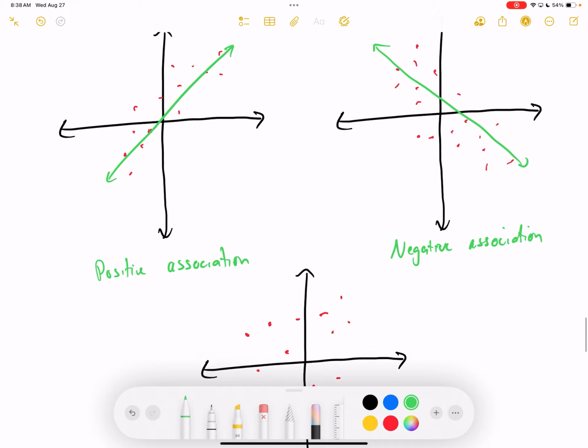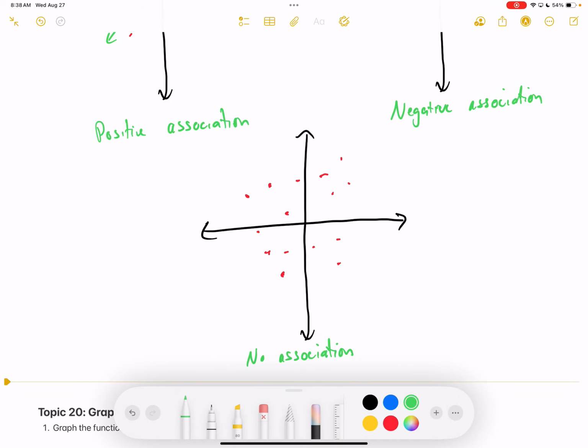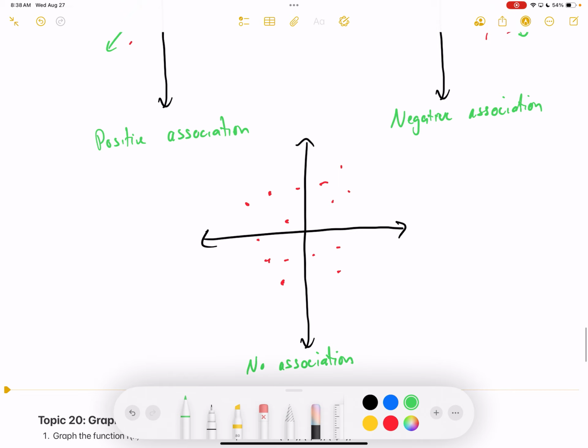Sorry, I teach a bunch of stats too, so I don't want to do the linear correlation coefficient, which is R, because that should be a stats thing, but if it does talk about that, we'll come back and talk about that. It's just like how strong of association it is. This is no association though, because you can't tell. It doesn't look like it's going up. It doesn't look like it's going down. There is no association there.